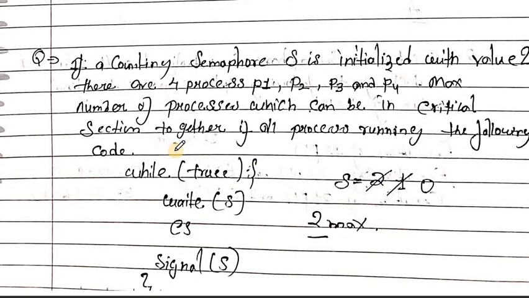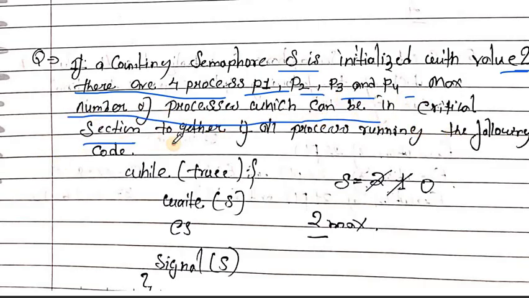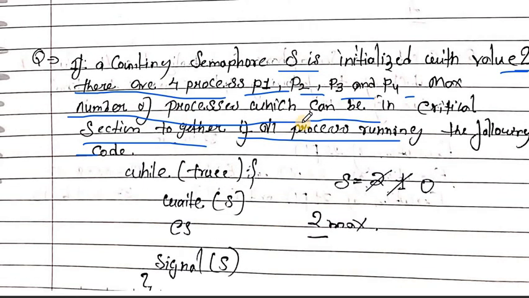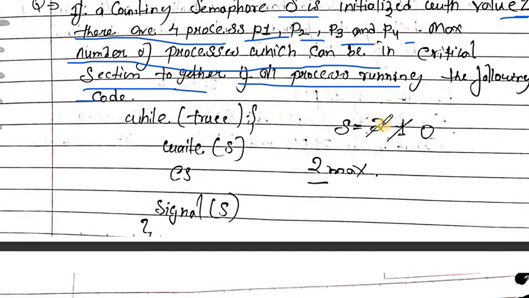So here's one question. Here the counting semaphore S is initialized with the value of 2. If there are 4 processes P1, P2, P3 and P4, what is the maximum number of processes which can be in the critical section together if all processes run the following code? This question wants the maximum number of processes together in the critical section. How many processes can be in the critical section together?